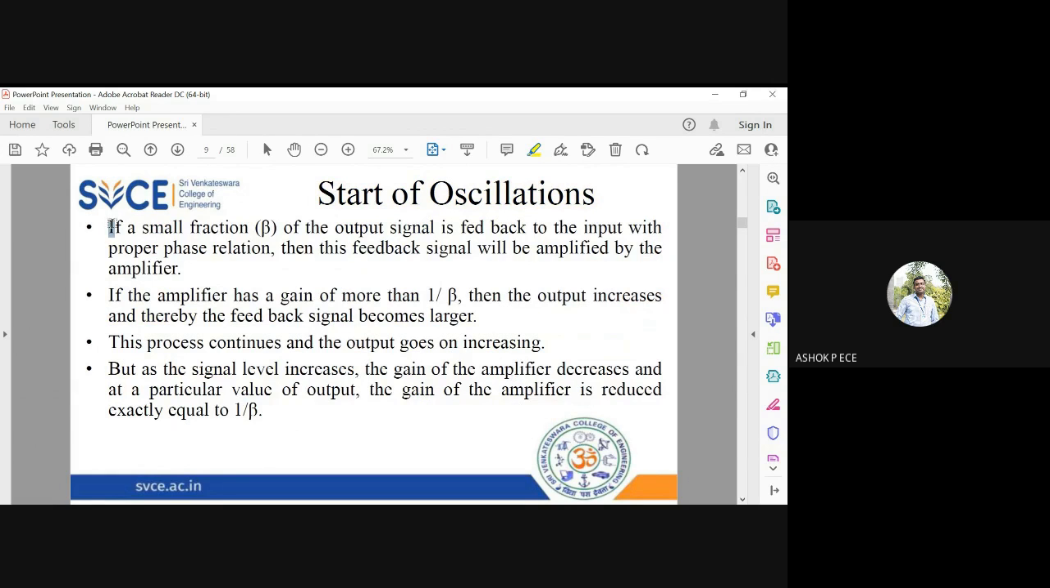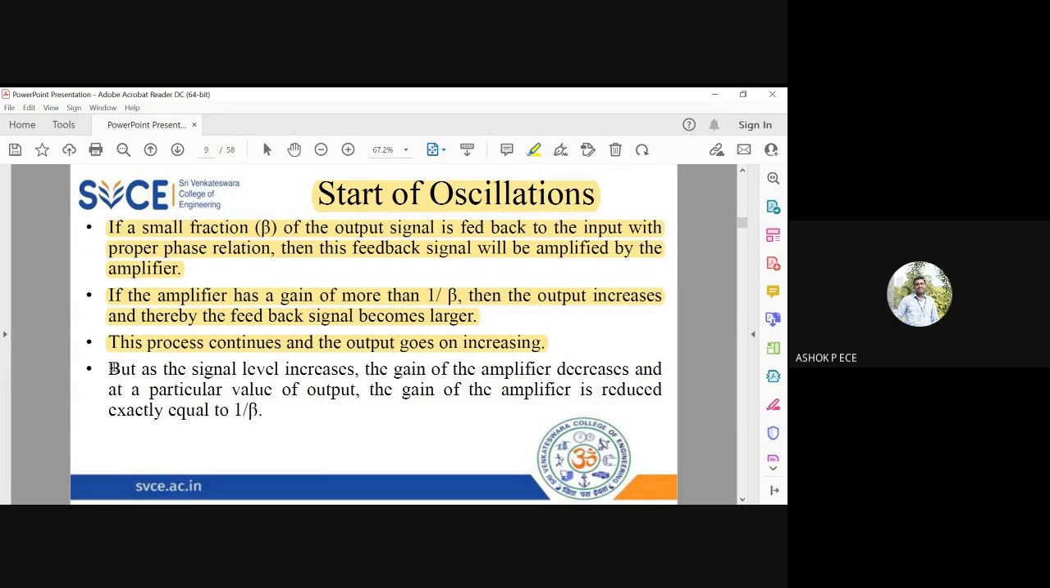This amplified version of noise is taken from the collector and again fed back to the base in phase. That is the property of positive feedback. In positive feedback, the feedback signal and the input signal are in phase. Only then can you expect the device to have positive feedback. So the output slowly increases, the feedback also increases, the input increases, and this process continues with the output going on increasing.